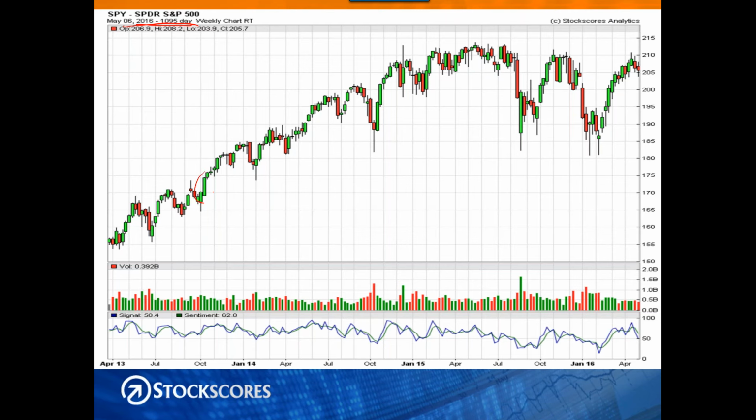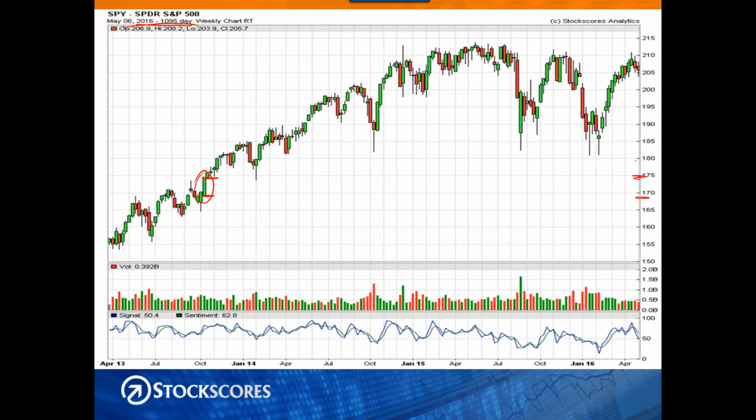That means that each one of these bars, which we call candles, represents the price movement over the course of a single week. So in this case, the one that I've circled, at the start of the week, the stock was at just a little under $170 a share. And by the end of the week, the S&P 500 ETF had risen to just under $175 a share.